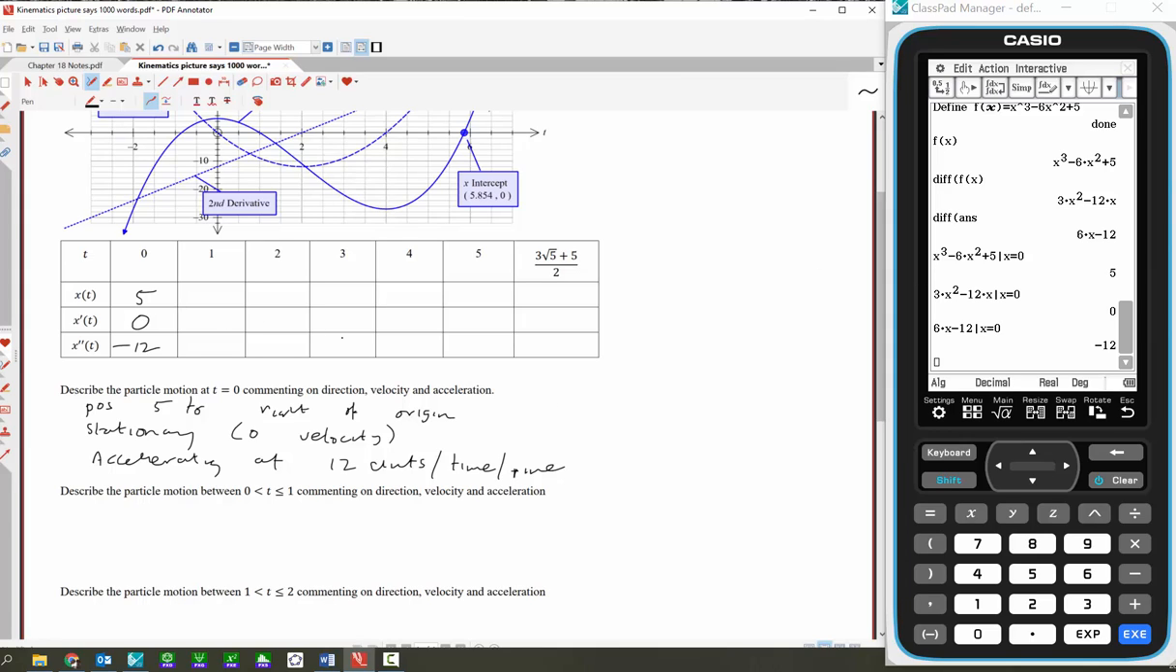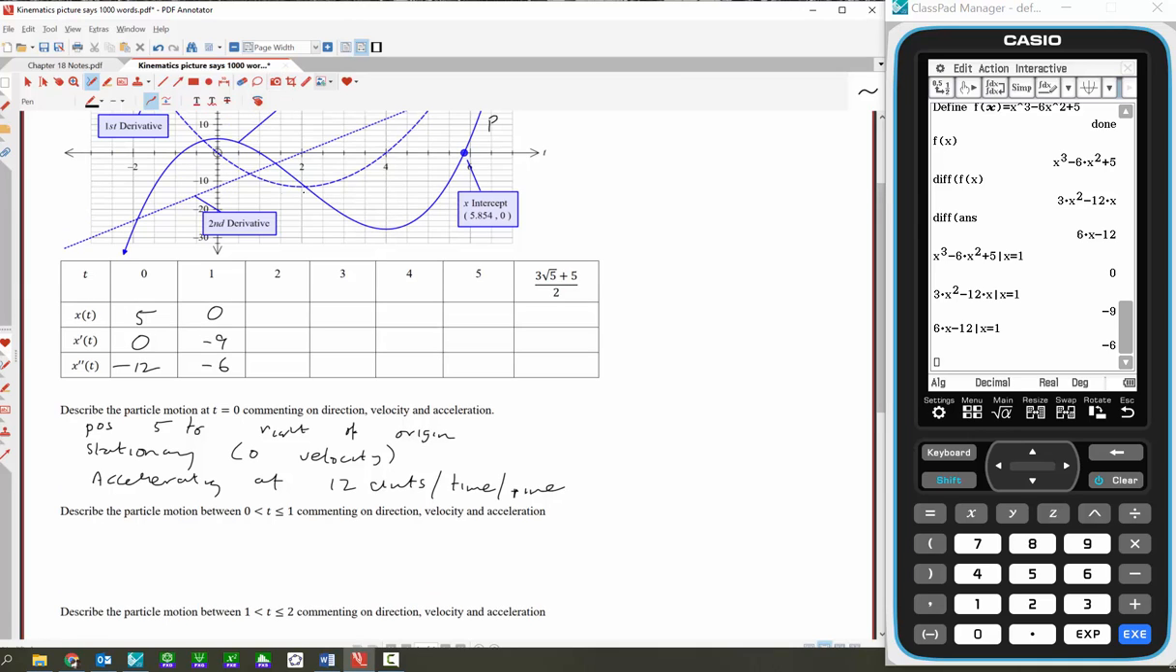Okay, so let's find out what's happening at 1. So I'm just going to go back to my calculator, type in 1 there and hit enter, type in 1 there and hit enter, and type in 1 there and hit enter. So a really quick way of just substituting values into all of them. 0, -9, -6.